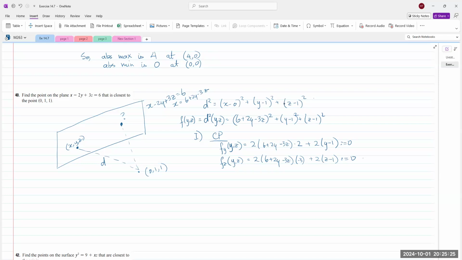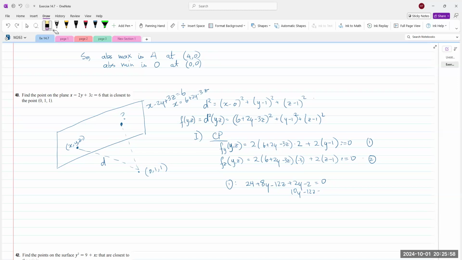Let's see. Call this equation 1, call this equation 2. Equation 1 will give us 24 plus 8y minus 12z plus 2y minus 2 equals 0. That's 10y minus 12z plus 22 equals 0. Just keep it equal to 0.